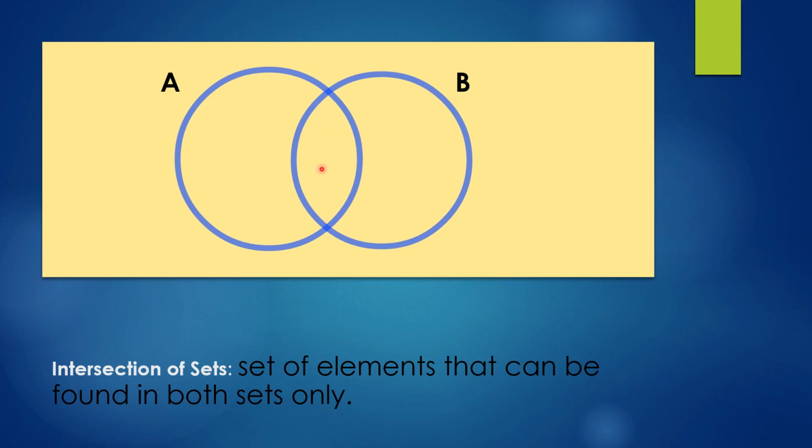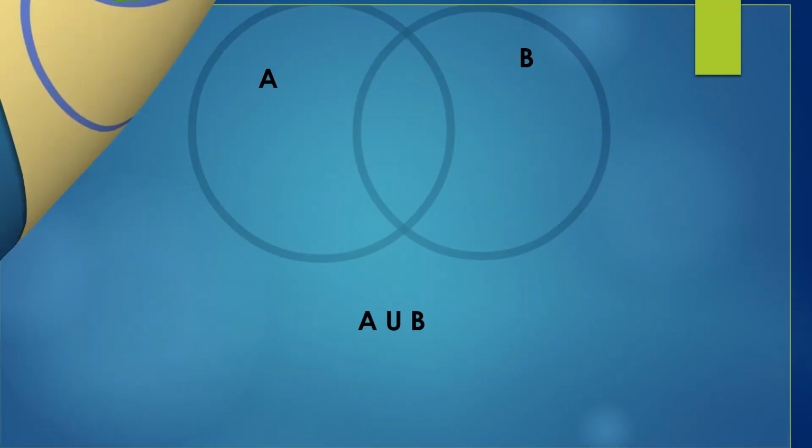Okay, now, let's recall about intersection of sets. Intersection of set is a set of elements that can be found in both sets only, which means those elements that can be found in this overlapping part of the Venn diagram. There. That's the intersection of A and B, or A intersection B.